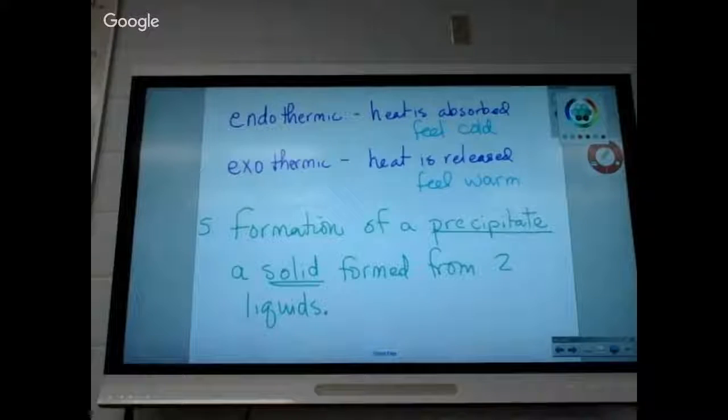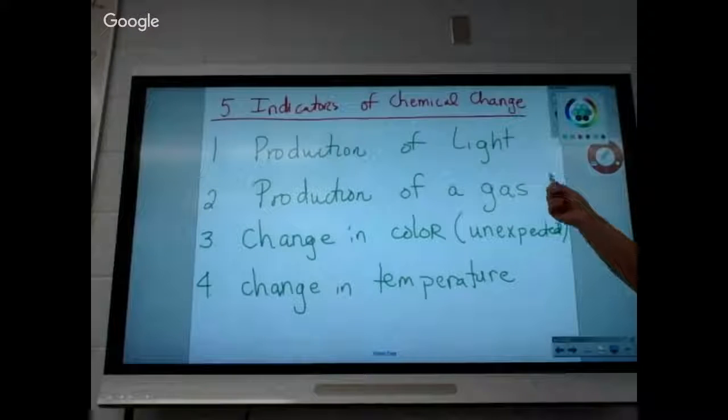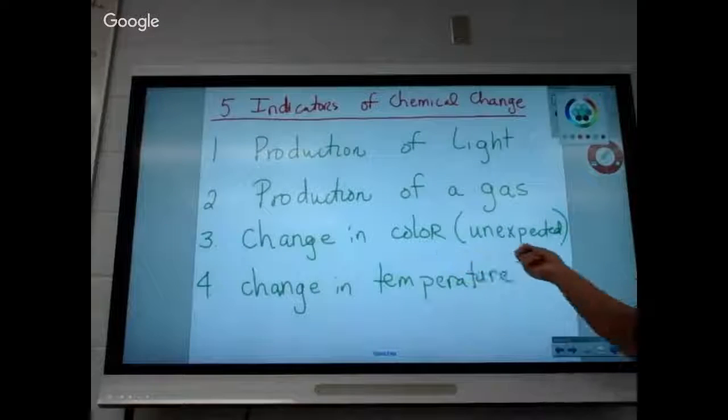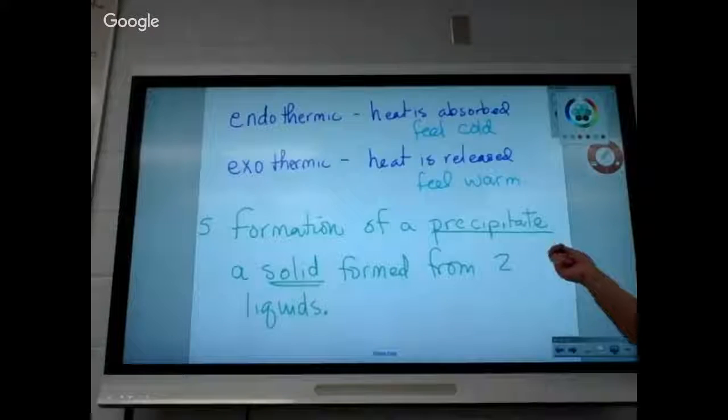All right, the formation of a solid from 2 liquids. So, tomorrow if you mix 2 liquids together and it makes a solid, you've made a precipitate in chemistry class. So, when you mix Kool-Aid together and you're looking at, is it a chemical or physical change? You ask yourself, did I produce light? Did I make a gas? Did it change color in an unexpected way? Did the temperature change on its own? Did I make a precipitate? If I didn't do any of those 5 things, is it a chemical change?